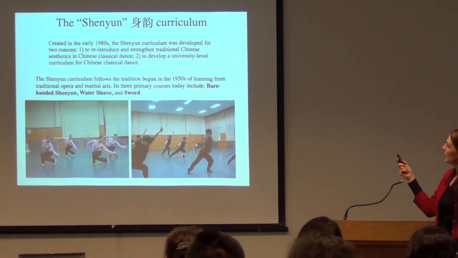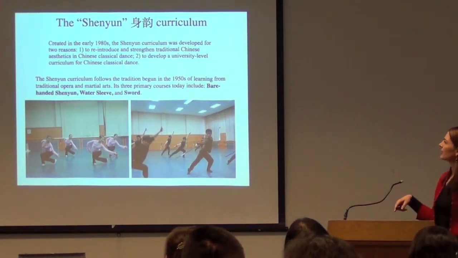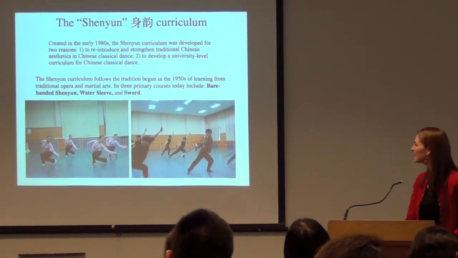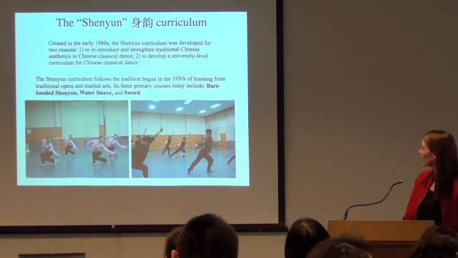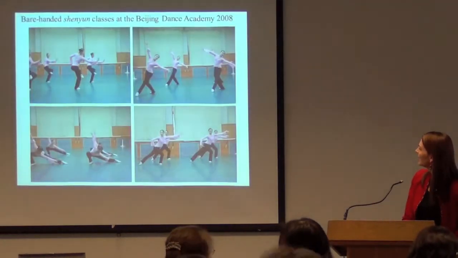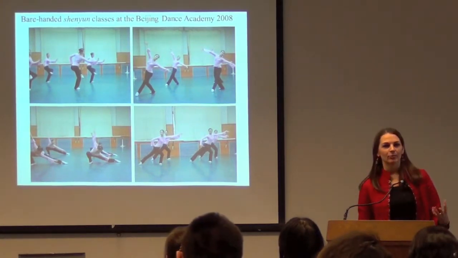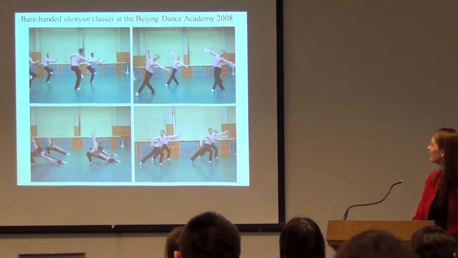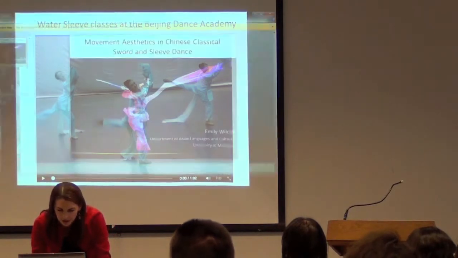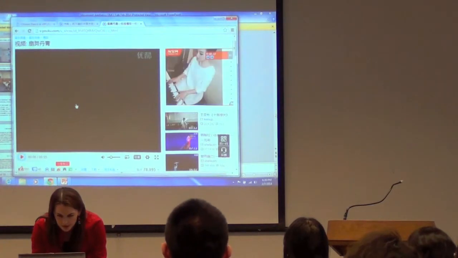This is when the barehanded shenyun, which is shenyun actions that don't have a sword or a sleeve, was introduced, and then water sleeve and sword were introduced as part of this required university curriculum. Here you can see an example from one of the sword dance classes about 5 years ago. These are just examples of what this curriculum looks like without any props. I'm going to show you a really brief video of each of these two styles so that you can have an image in your mind before I start to explain the aesthetic features.